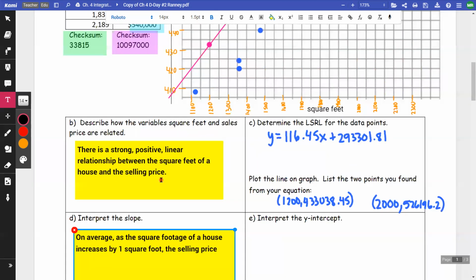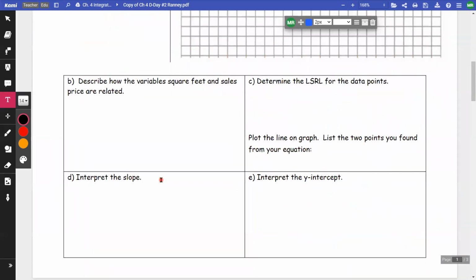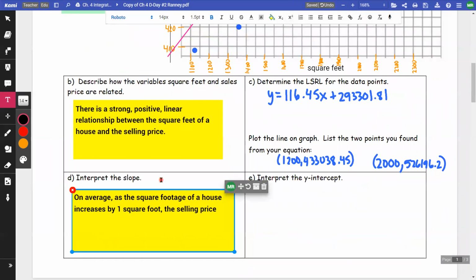and if you look at the graph, it's an increasing graph, right? So the selling price increases by about, and this is the Y, about $116.45. So every square foot, the price of the house increases by $116.45.